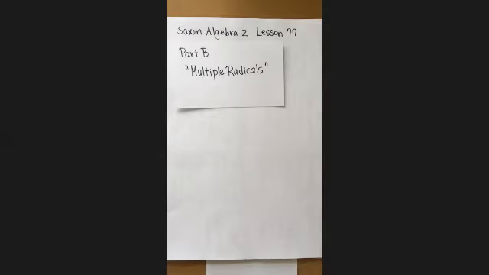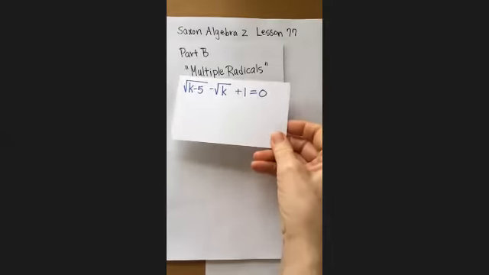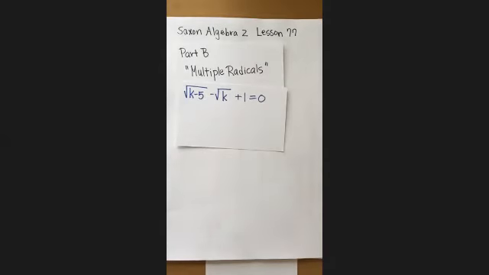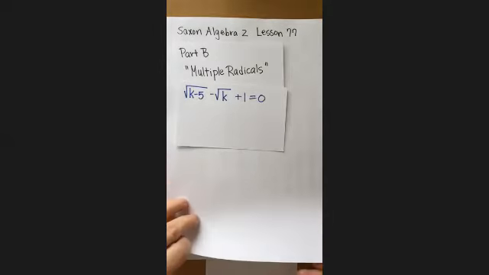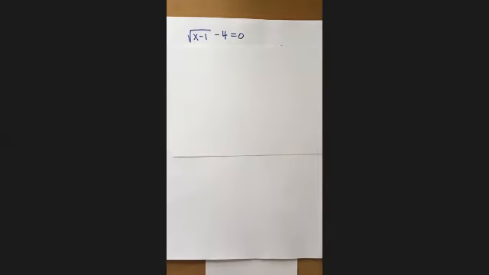Hello, students. This is Saxon Algebra 2, Lesson 77B, called Multiple Radicals. Multiple radicals means that there will be more than one radical expression in the equation. That's the new twist. And in this video, I will demonstrate how to cope with these equations by working through the example. We've learned how to solve radical equations like this one.